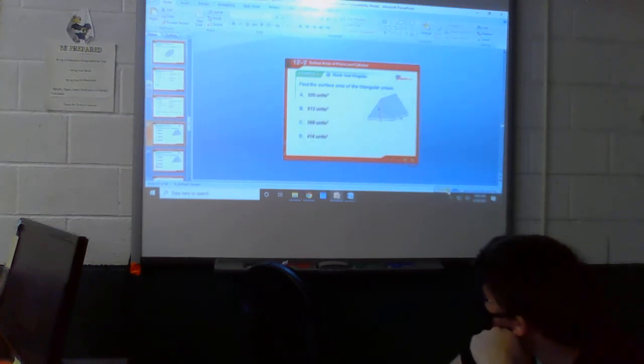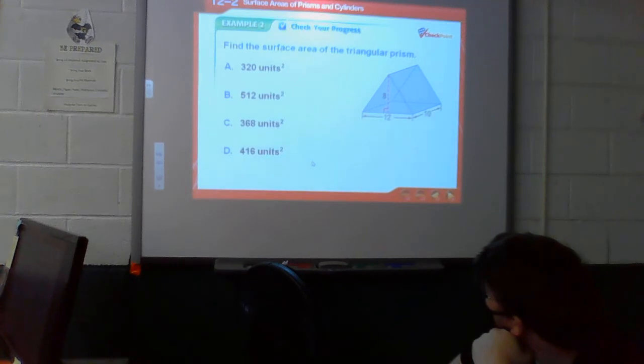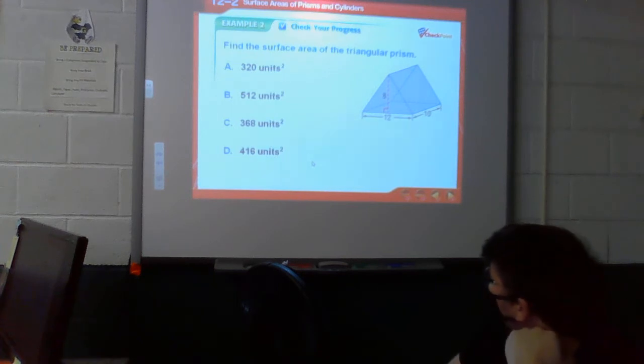Same with this one right here, right? Is there any argument what the base of this prism is in this one? No. It has to be the what shape? The triangles. If it's a prism and it's not a rectangle, those have to be the bases. That makes sense? Okay? So then we can find the lateral area and we can find the area of the base.